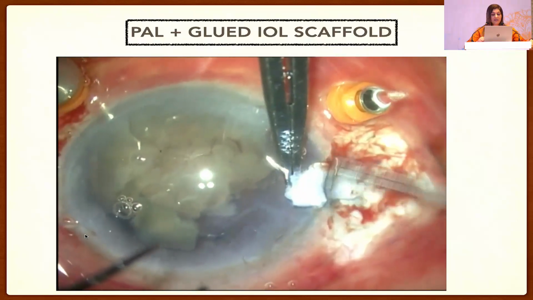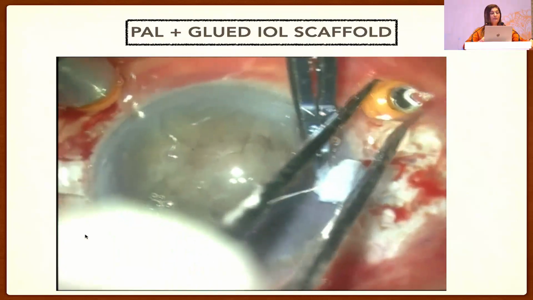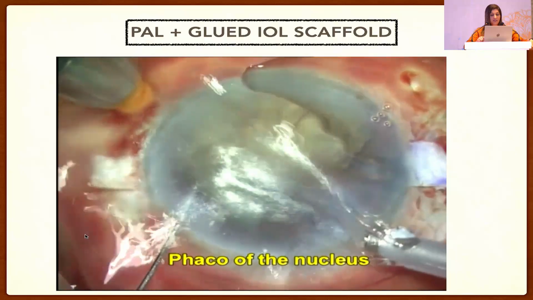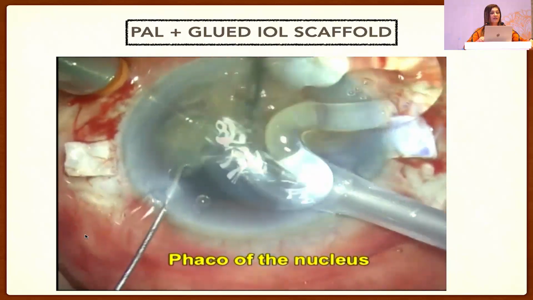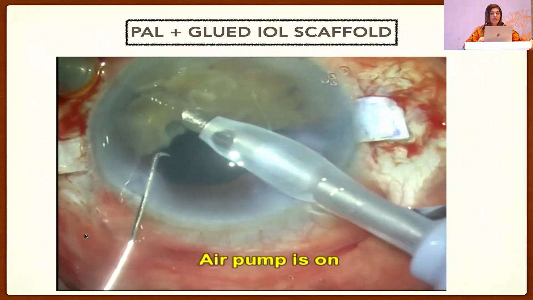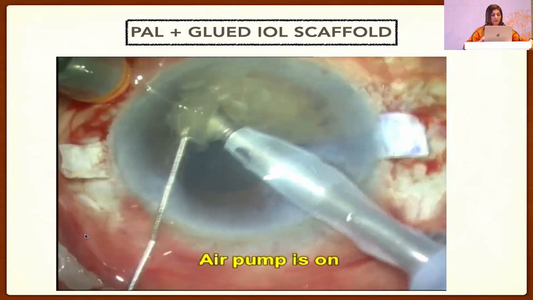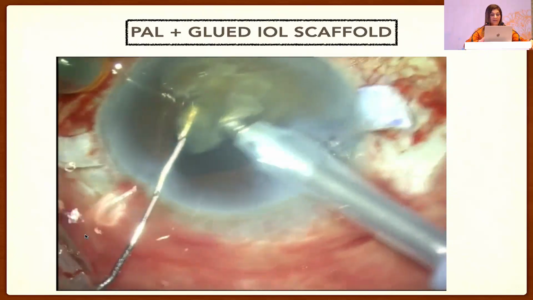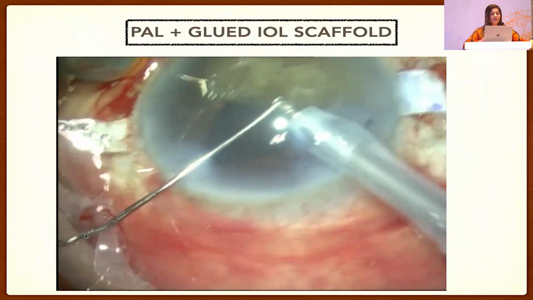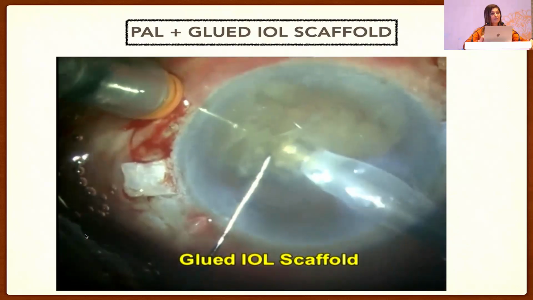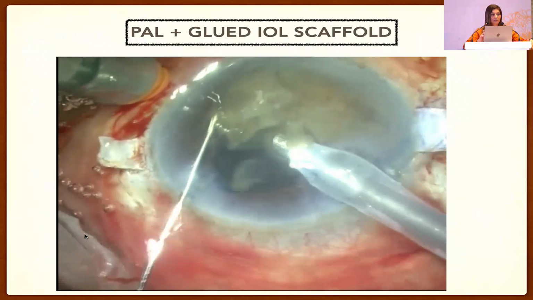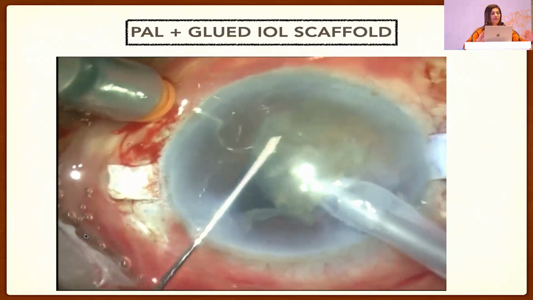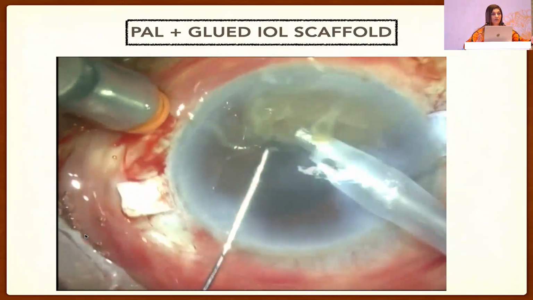But here in this case, only direct setting has been done. The haptics are just tucked into this, and then you have this fragment which is there in the anterior chamber. So now you can just emulsify this nuclear fragment, and be very careful. Actually, if you have a small pupil here, it is very beneficial because it prevents the slippage of any nuclear fragment from around the edges of the optic of the intraocular lens.